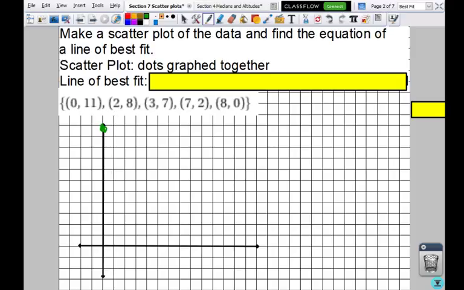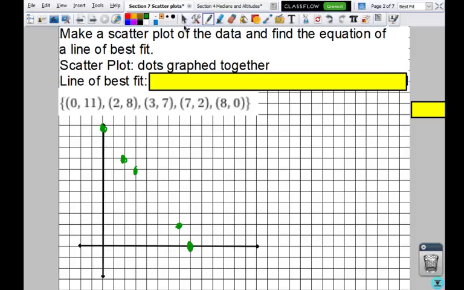2, I got 0, 11, I have 2, 1, 2, 3, 4, 5, 6, 7, 8, 2, 8 right there. I have 3, 7. I have 1, 2, 3, 4, 5, 6, 7, 1, 2. Then I got 8, 0. So this is our scatter plot. It's just a bunch of dots.